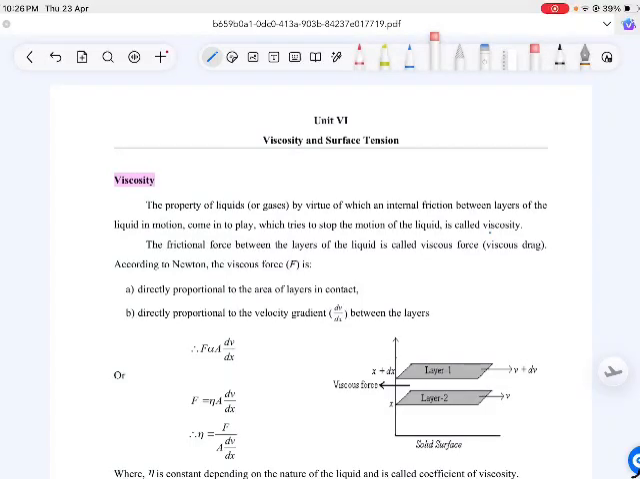Students, today we have to study the concept of viscosity. Before explaining that point, I want to clear the idea regarding viscous force. What do you mean by viscous liquid?